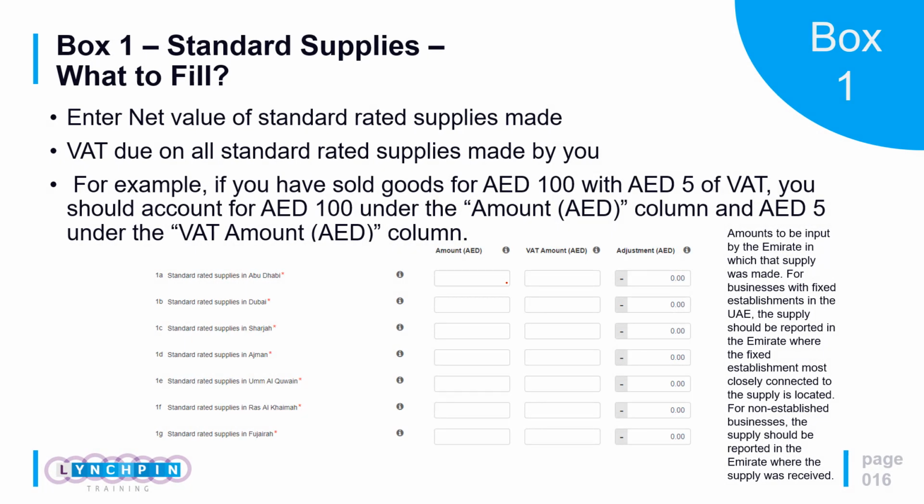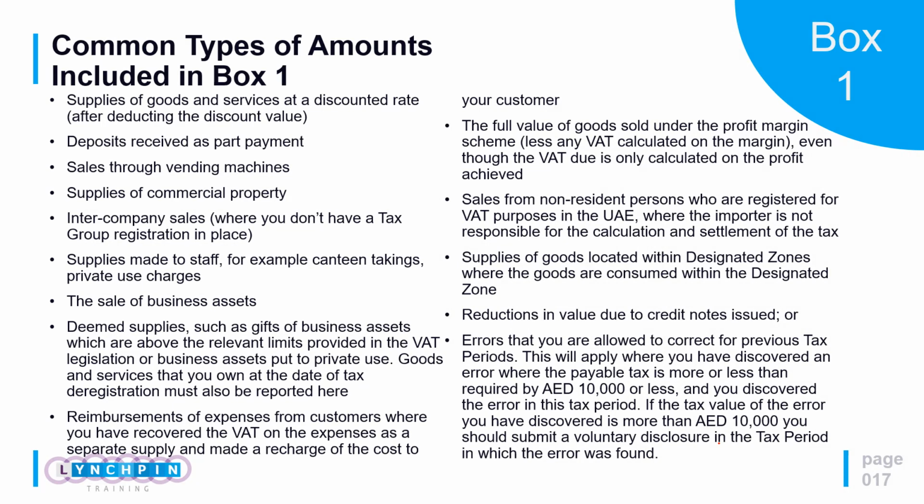Box number 1, as discussed earlier also, would show all VAT which is on standard rated supply. Standard rated supply means 5% subject to VAT, and I have explained again here how you have to adjust your bad debts as well as the commercial property VAT. Now the common items which you will be including in your box 1, I have stated it here.